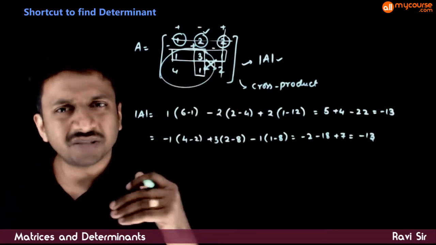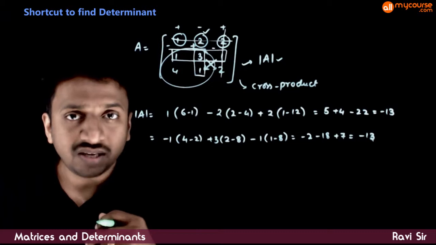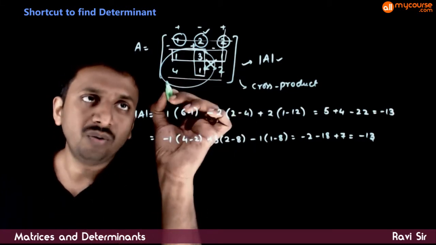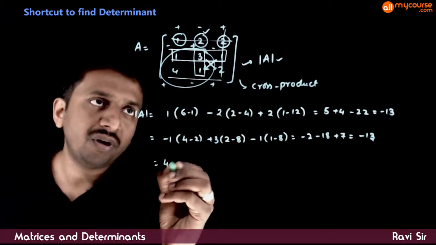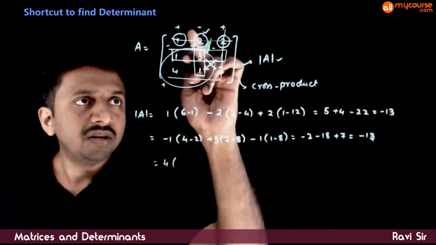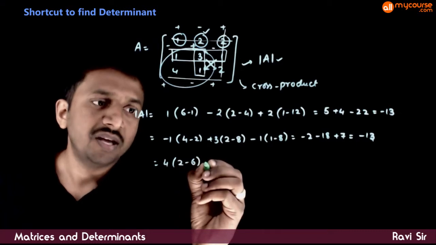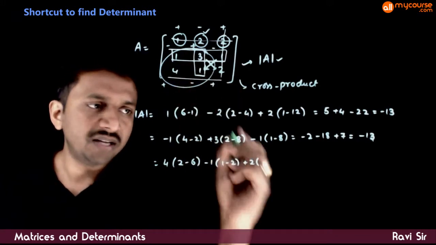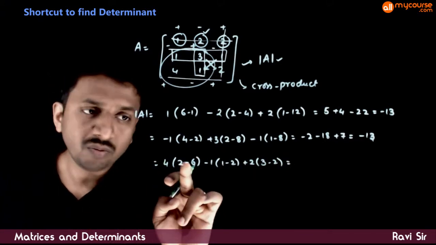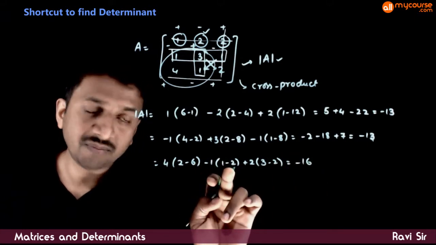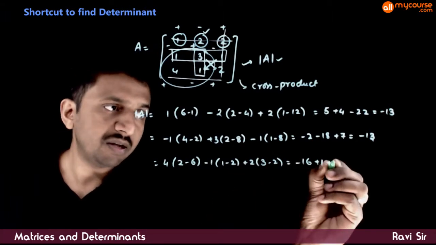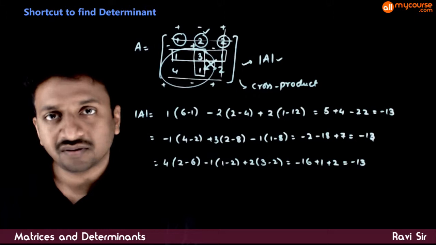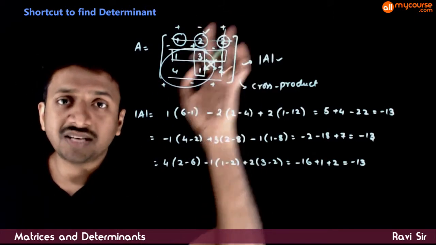So you can expand the determinant with respect to any row or any column. If you observe closely, we are effectively doing the same thing as we have done after finding the cofactors. If you use the third row, the signs are again plus, minus, plus. So 4 times, you remove the corresponding row and column: 2 into 1 minus 3 into 2, that is 2 minus 6. Minus 1 times 1 into 1 minus 1 into 2, that is 1 minus 2. Plus 2 times 3 minus 2. That is equal to 4 into minus 4, which is minus 16. Minus 1 times minus 1 is plus 1. 3 minus 2 is 1, plus 2, which is equal to minus 13. So you always get the same number, whichever row you use. But corresponding to the row, you have corresponding signs which you need to use.